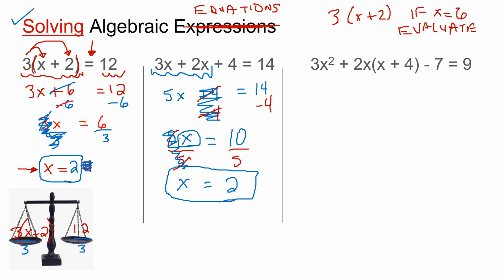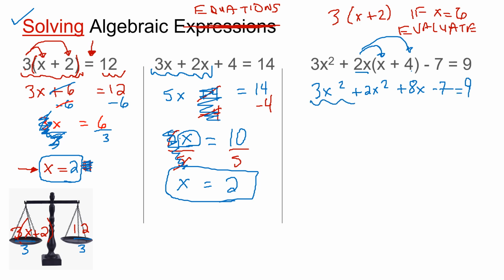This one's a little more involved. Let's see what happens, though. I can't combine anything inside the parentheses. I'm going to distribute right there. I got a 3x squared. 2x times x would be a 2x squared. And 2x times 4 would be 8x minus 7 equals 9.